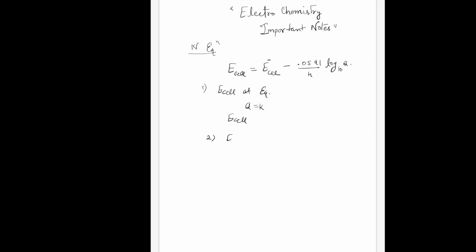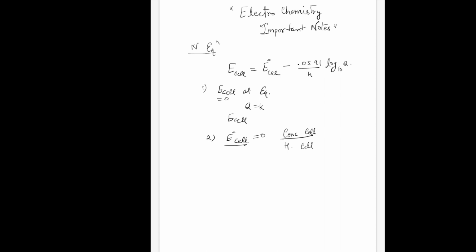The second bullet point is when E naught cell is 0. E naught cell will be 0 in two cases. One is the concentration cell, I hope everyone knows it, and another is the hydrogen standard electrode or hydrogen cell. In these two cases, we have E naught 0.